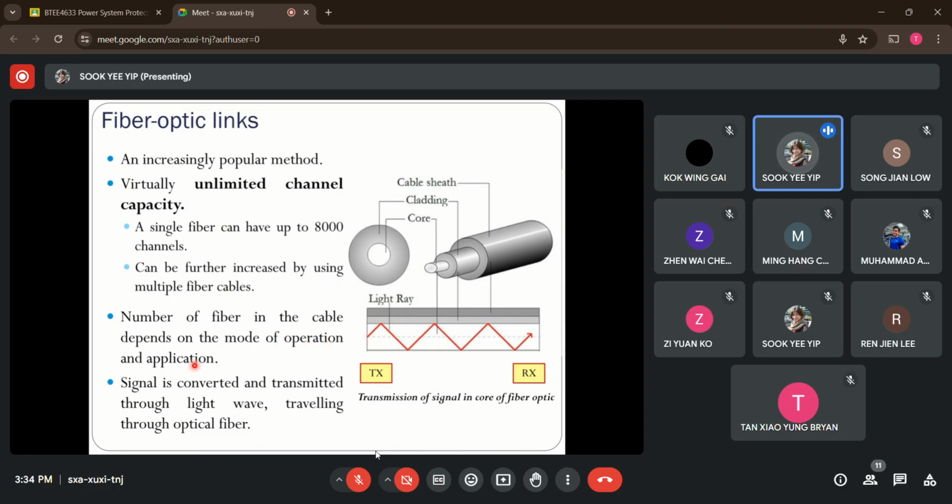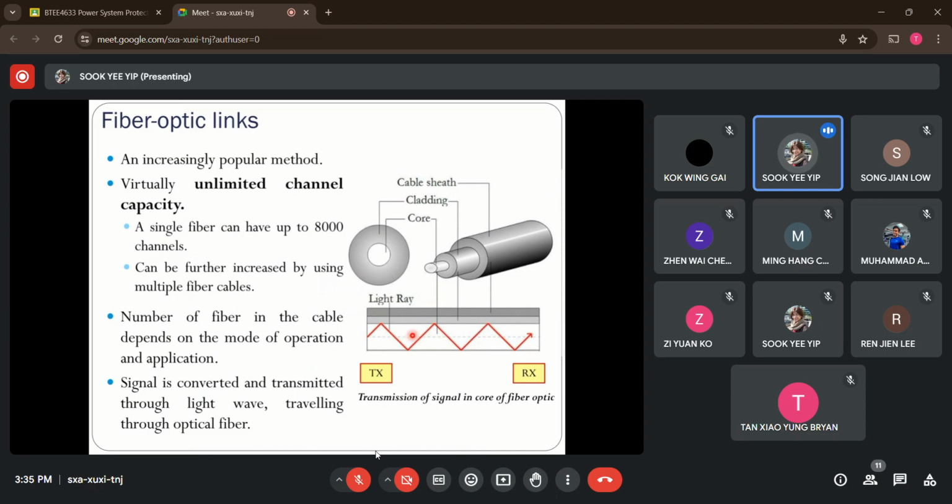So how is the tripping signal sent? Basically, the tripping signal will be converted into beams of light, of course with higher frequency, and then it will be transmitted over the fiber optics link via total internal reflection. So let's check out these figures here.